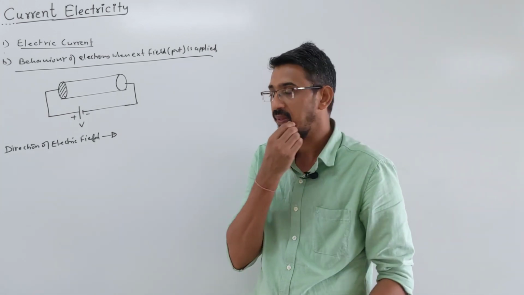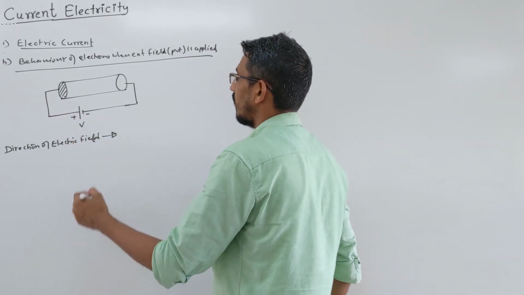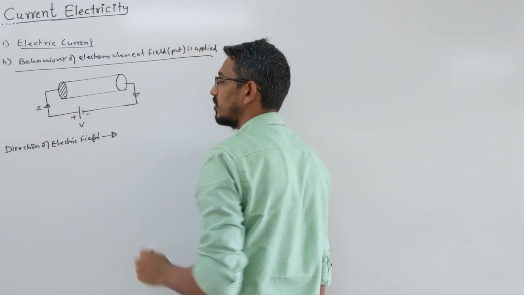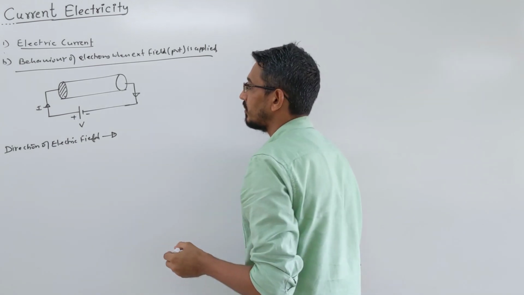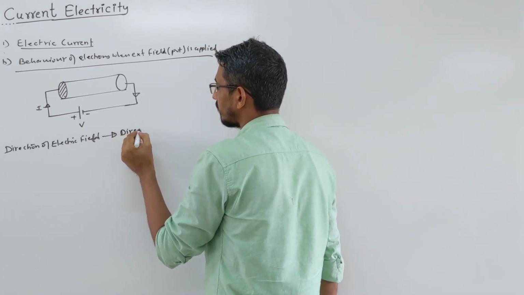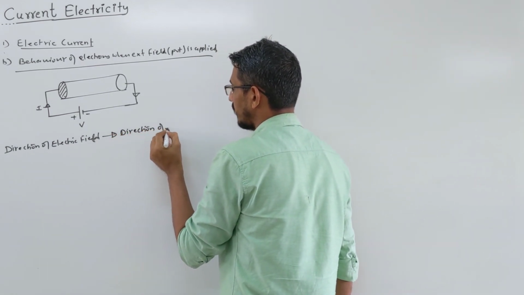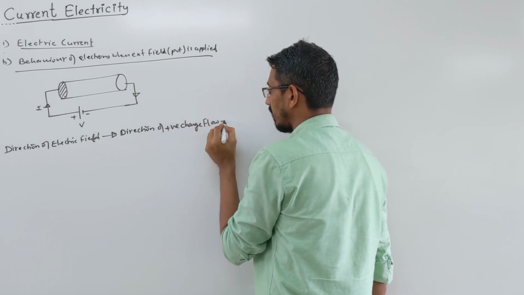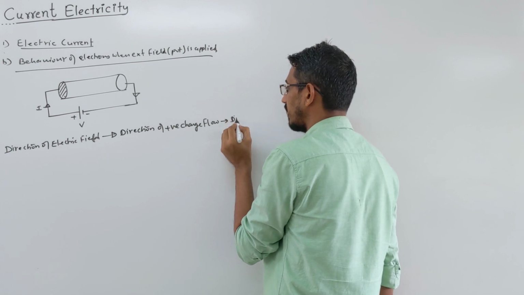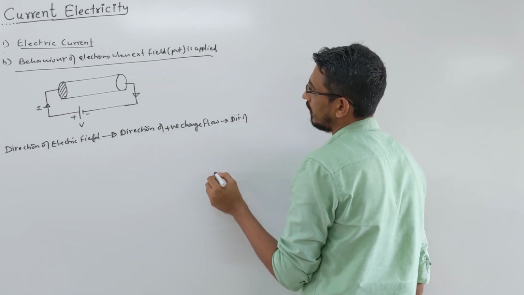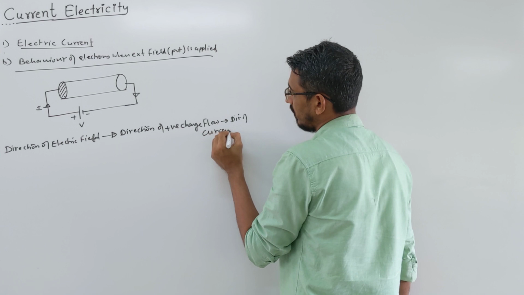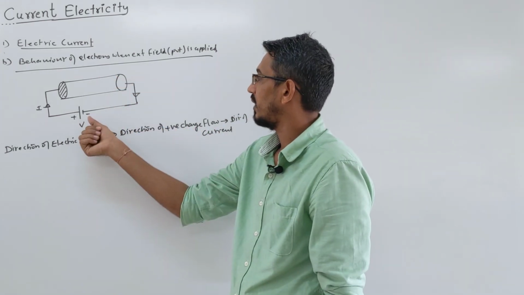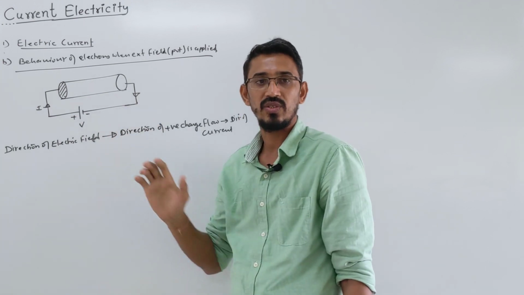Yes, correct. Or how you say here, because your current is flowing, the direction of electric field is simply the direction of your positive charge flow, or you can also simply say direction of current. Whatever the direction of current, that's the direction of your field in case of current electricity. So current is flowing this way, that's the direction of your field also.